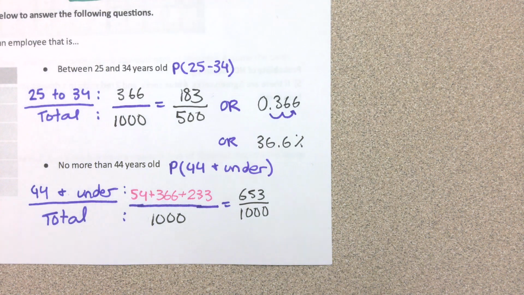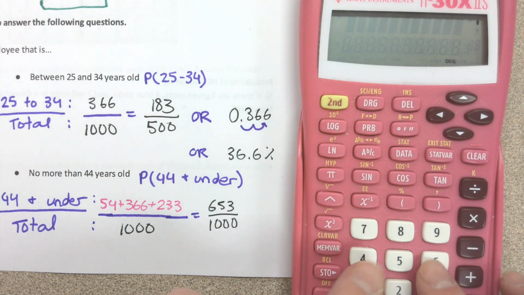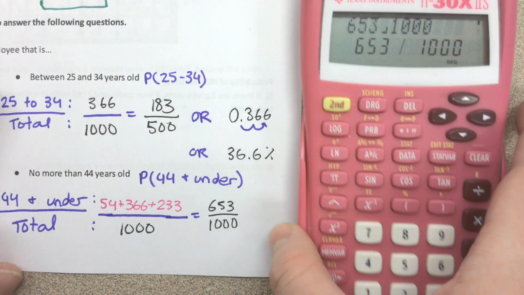When you get a fraction, always check to see if it can be reduced. That's what the ABC button is for. 653, ABC 1,000. This time it gave me the exact same fraction that I put in. That means I can't reduce it. This is as far as it can go. This would be my probability.